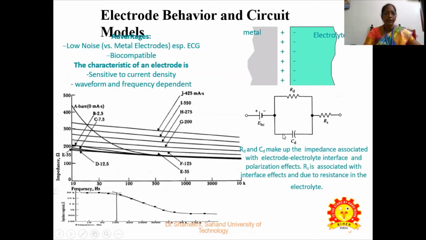The characteristics of an electrode are sensitive to current density, waveform, and frequency. This shows the characteristics of frequency versus output, or gain, or the impedance curve. RD and CD make up the impedance associated with an electrode-electrolyte interface and the polarization effects. RS is associated with the interface effects and the resistance in the electrolyte.